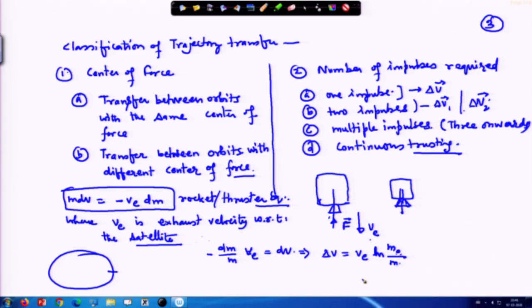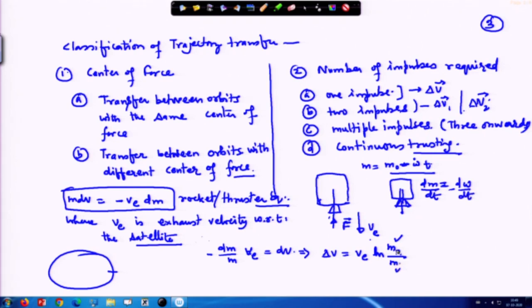M0 divided by m. M0 is the initial mass and m is the final mass, where m is equal to M0 minus the burning rate, either plus or minus sign, whichever you want to use. Let us say the burning rate I indicate by w dot times t, and therefore from here we will have minus dm by dt equal to minus dw by dt.